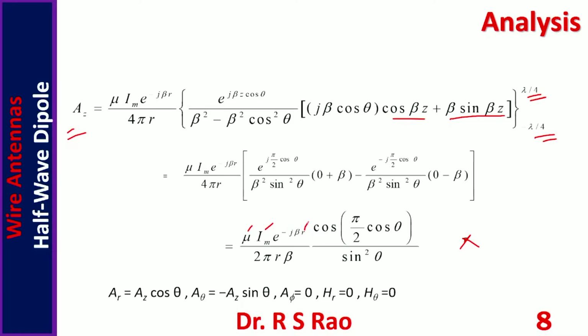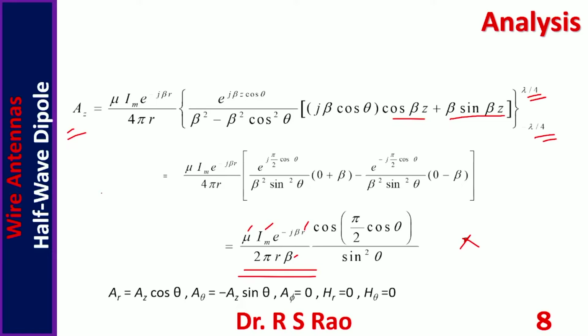of the field point from the origin. Beta is the phase shift constant, 2 pi by lambda. So somehow we are able to have an expression for the z component of the vector potential. We want to do further analysis in a spherical coordinate system.